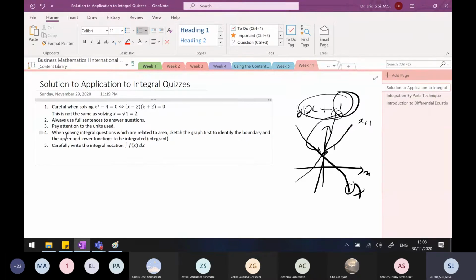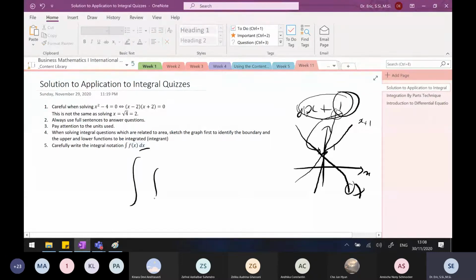The area is given by the integral of upper minus lower. Do not forget that, and carefully write the integral notation, integral f(x) dx. Some of you leave out the dx. Don't forget this is integral f(x) dx. What is this? This is the height. What is this? This is the width.